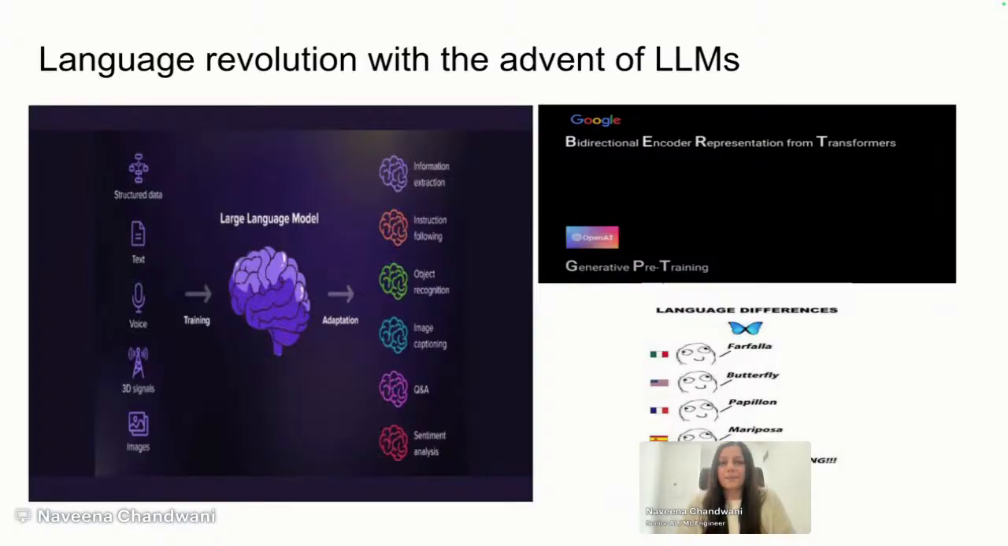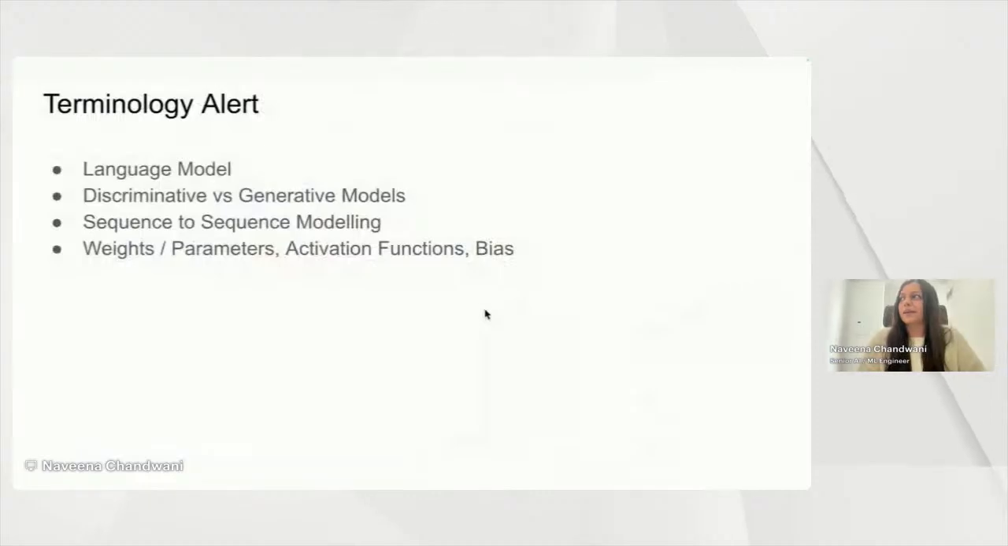Transformer architecture is at the crux of these LLMs. Currently, they're being used for different modalities and different use cases. BERT, which was released by Google in 2018, was based on transformers. The first GPT, the name itself is Generative Pre-training Transformers, was also released in 2018 and was based on transformers. So clearly, this is a very important architecture. And so now, terminology alert.